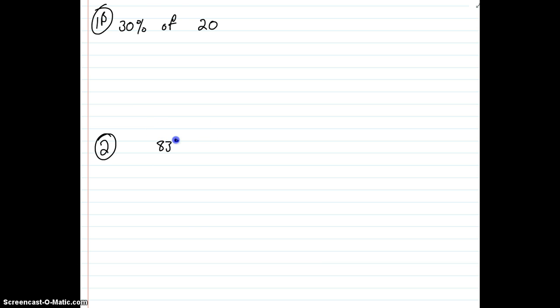Find 83% of 40. So we're just going to convert that to a decimal. So we take that 83 and we move the decimal 2 places to the left. And so we get 0.83. Remember, of means times 40. So if you set it up like this, which you can, and multiply, you just have to multiply twice.